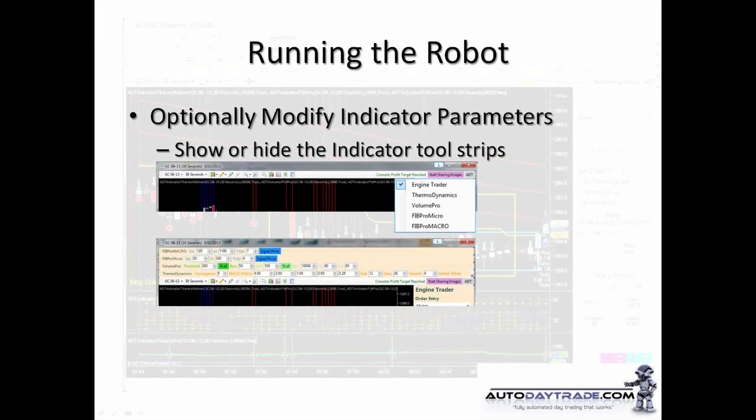After the strategy loads, you may modify indicator parameters by showing the appropriate tool strip for each indicator. You just click on the ADT button at the right end of the NT tool strip and select them in turn. The picture here shows none of them shown, and then all 4: Thermodynamics, Volume Pro, FibPro Micro, and FibPro Macro. Again, if you created your own custom indicator here, it would show up here as well, and its settings will be editable while the robot runs too.